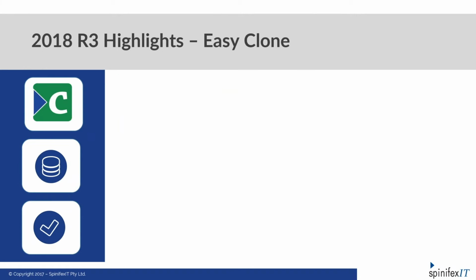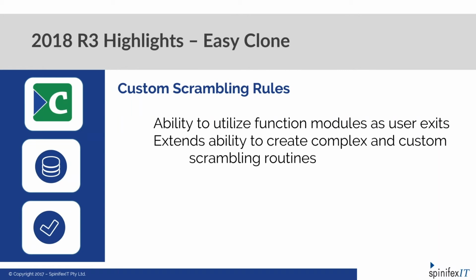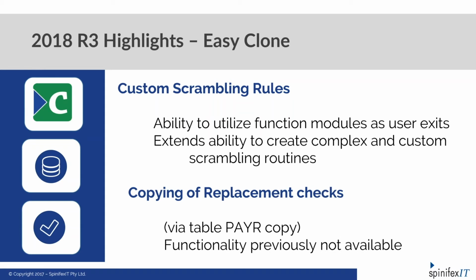We've also added more flexibility to the scrambling rules used for the non-Employee Central data, the on-premise and ECP payroll data that EasyClone is typically used for, giving users the option to create user exits with customer-designed complex scrambling rules. And finally, EasyClone has been enhanced to also copy data fields relevant to payroll replacement checks, utilizing the SAP standard table PayR.